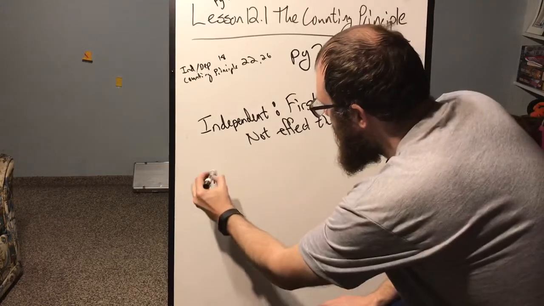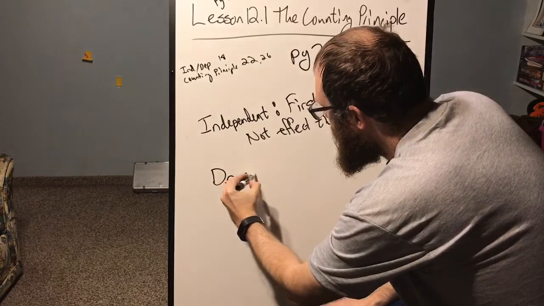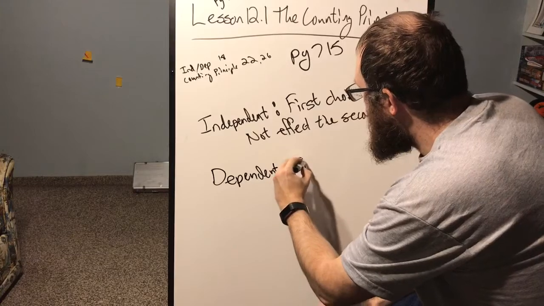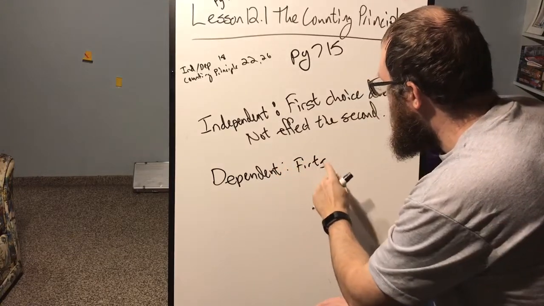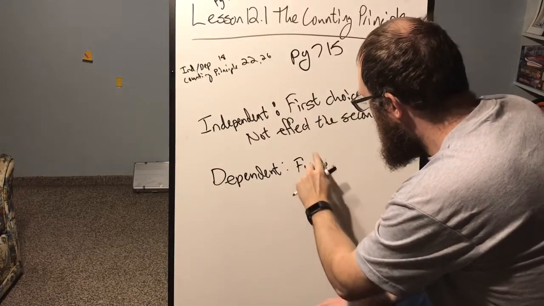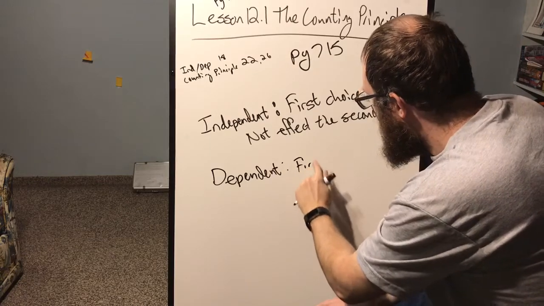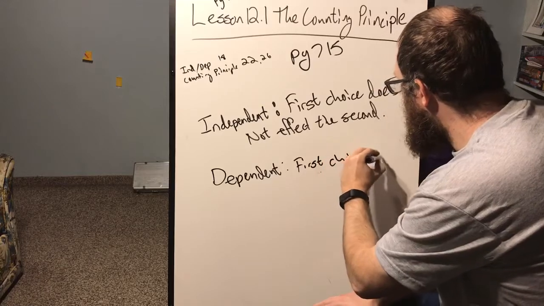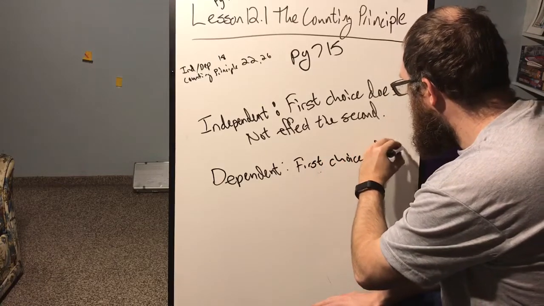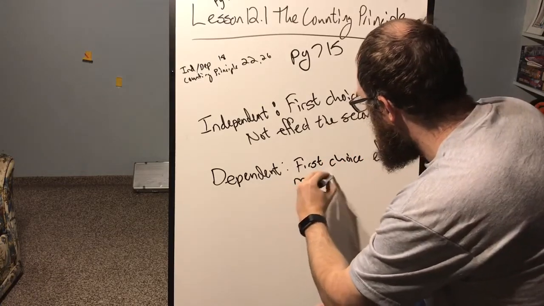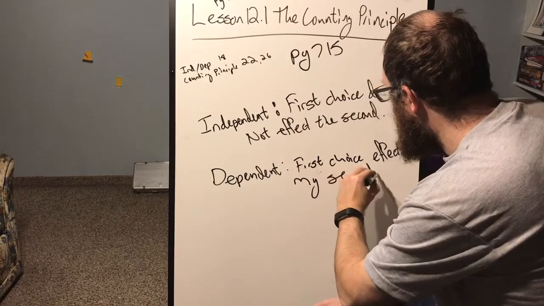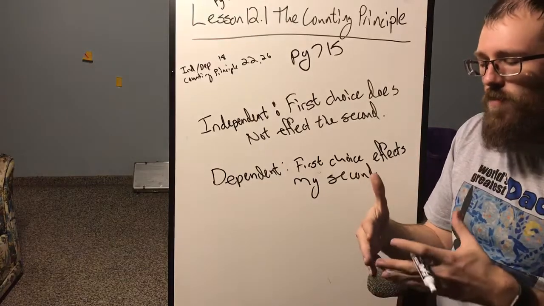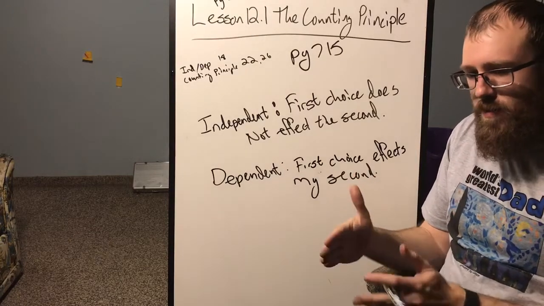Now, 2 events are dependent if the first choice affects my second. Now this happens when the 2 things have overlapping groups or are interconnected.